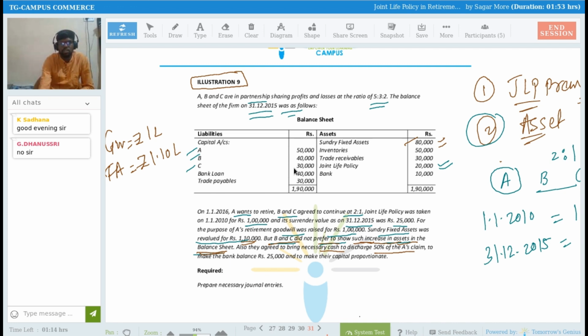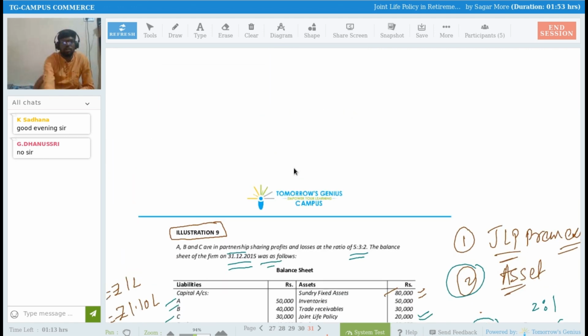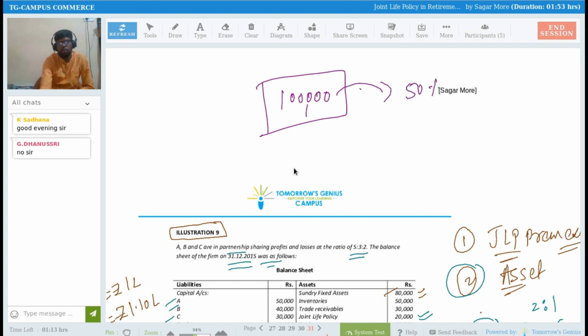Also, they agreed to bring necessary cash to discharge 50% of A's claim, to make the bank balance of rupees 25,000 and to make their capital proportionate. So this adjustment is very important. For example, if the total amount payable to the retiring partner is 1 lakh rupees, out of this 1 lakh, 50% they are going to pay, and for that 50% they will bring the necessary amount into the business. And after arranging the funds for making payment to the retiring partner, there has to be a bank balance of 25,000. It is a condition.